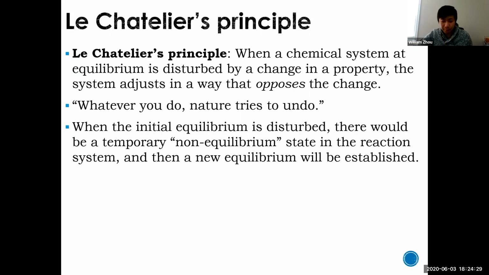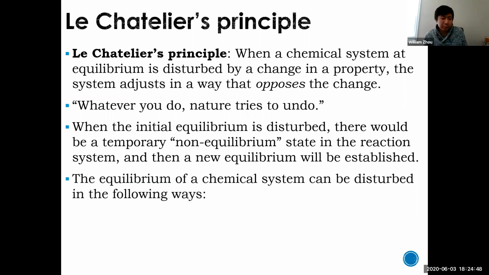When you disturb the initial equilibrium, so you reach equilibrium, you have it, then you do something to disturb it, temporarily there will be non-equilibrium, so you won't be at equilibrium anymore. Then something will happen, and then a new equilibrium will be established. And that something is what we're going to learn.